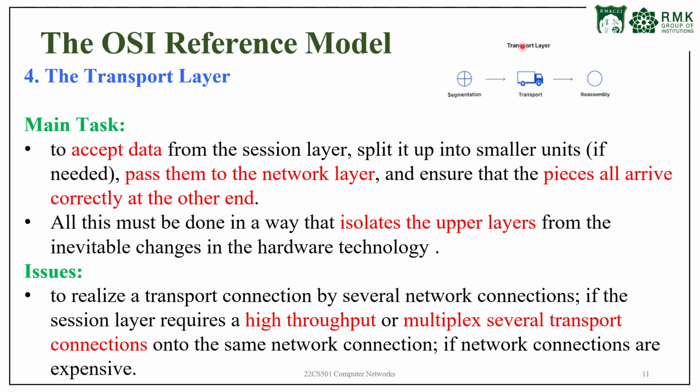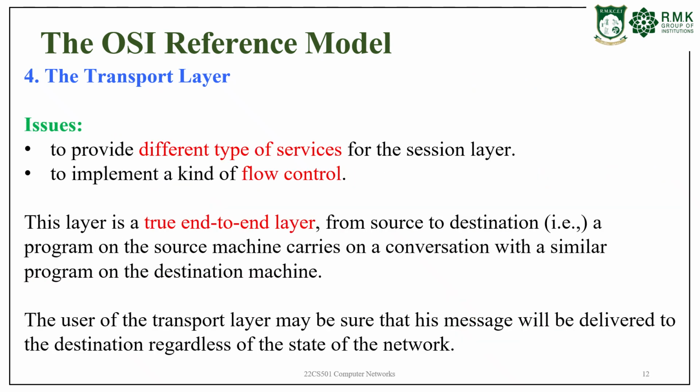So here we can just see the transport layer, how it is going to perform. Here the data is going to be broken down into segments. So segmentation is going to be done. Once it is received at the receiver's end, the segments are going to be reassembled and transmitted. Further, some more issues added to the transport layer are, it should be able to provide different types of services for the session layer and also implement the flow control.